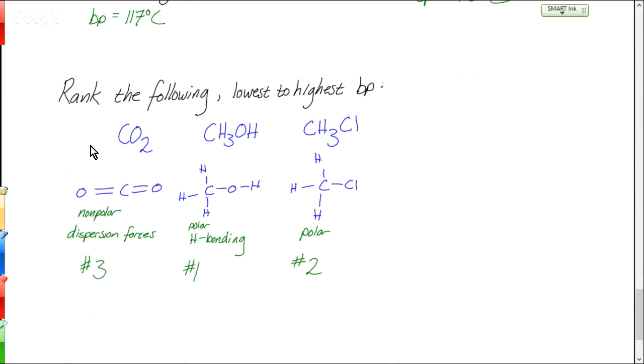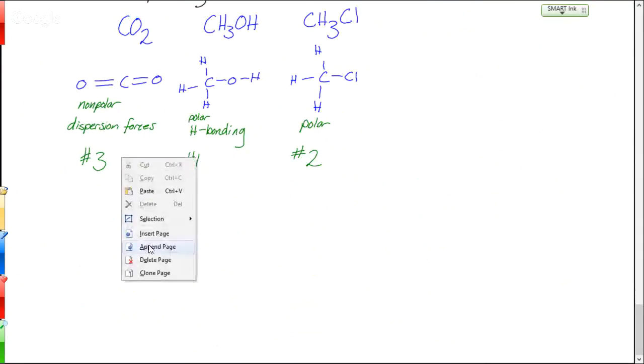Any questions about that kind of thing? How to do that? Okay. Another thing that we can use intermolecular forces to predict is mixing or making solutions.